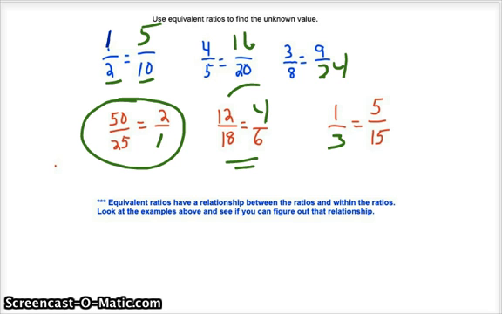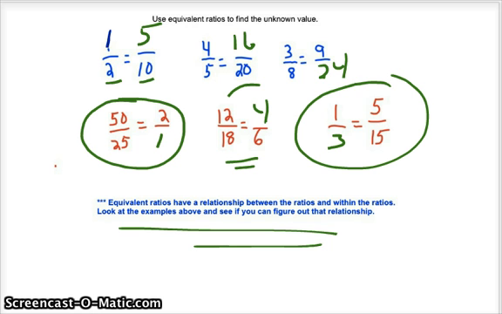Okay. Now, equivalent ratios have a relationship between the ratios and within the ratios. Look at the examples above and see if you can figure that out. Okay, let's focus on this one. 1/3 is equal to 5/15. I know that 1 times 5 is 5, 3 times 5 is 15. Okay, that's a relationship between the ratios. I can also look, 1 times 3 is 3, 5 times 3 is 15. Okay, that's a relationship within each ratio.